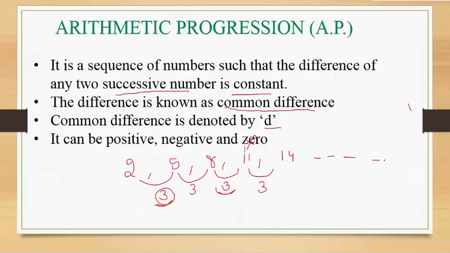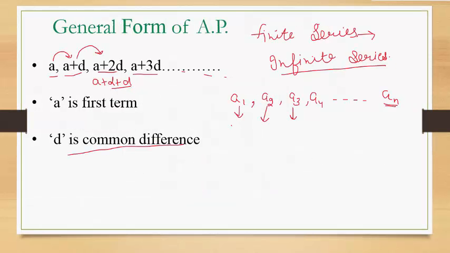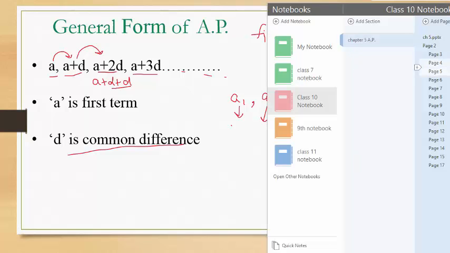And then we discussed that arithmetic progression is that series in which the difference of two successive numbers is constant, and that difference is known as the common difference, which is denoted by small d. The common difference may be positive, negative or 0. And then we discussed the general form of AP, that is a, a plus d, a plus 2d, a plus 3d. These all we discussed in the last class.